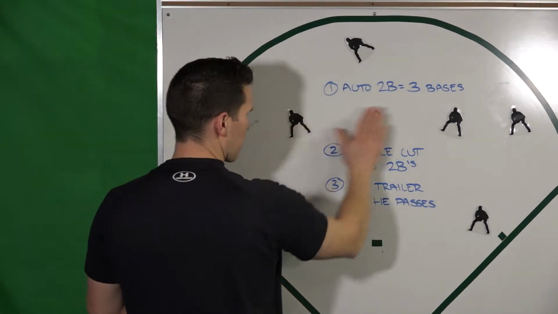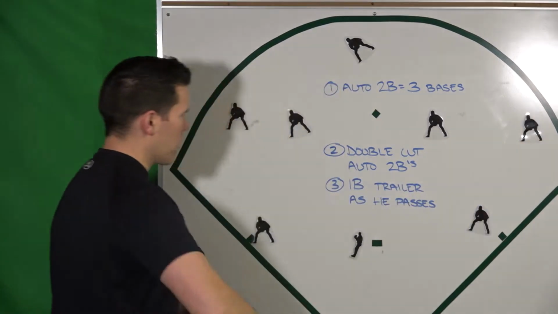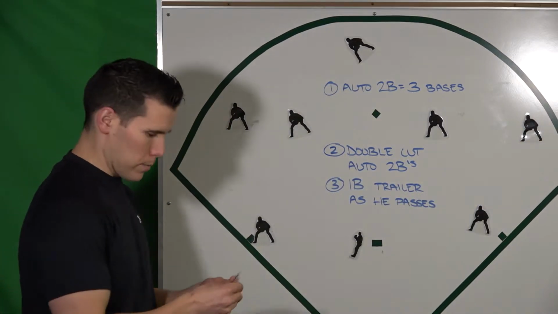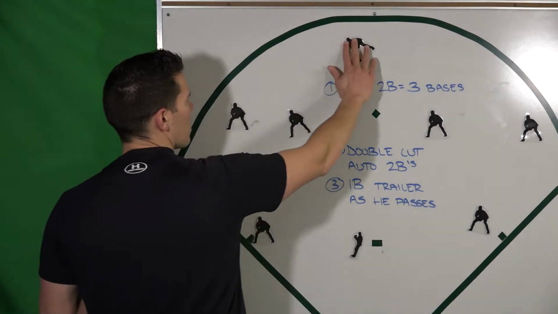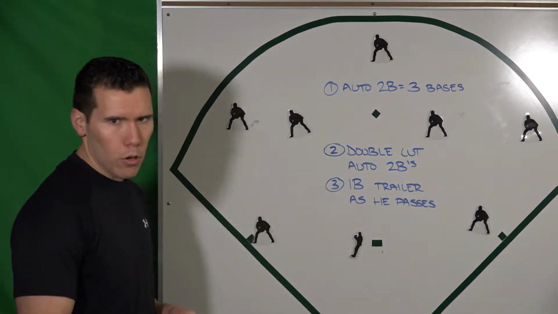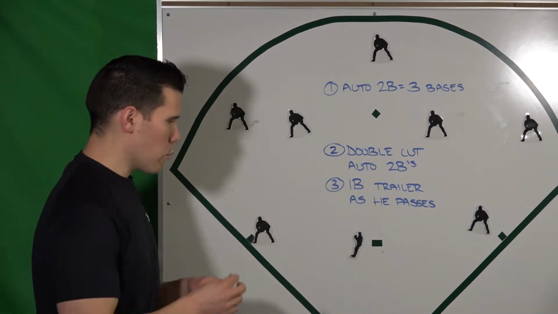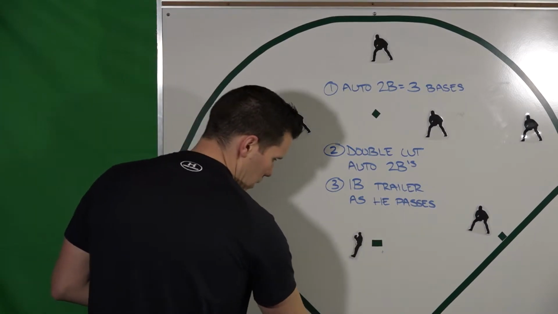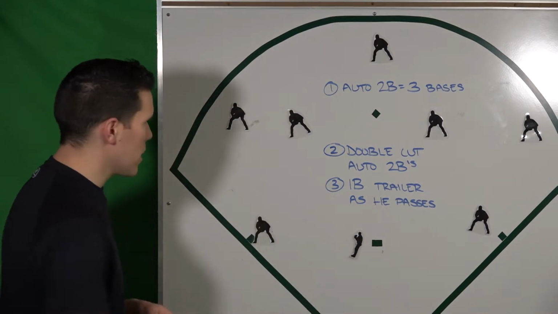Let's get a little bit more advanced now. We're going to throw in some base runners here, and we're going to work through some of these rules. On an automatic double, we're going to throw 3 bases ahead. Okay? That means with nobody on, the batter is right there. It's an automatic double. We're lining up 3 bases ahead.